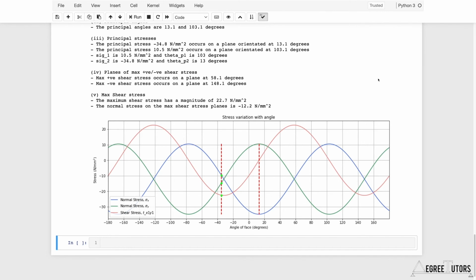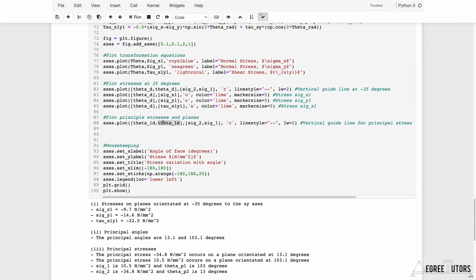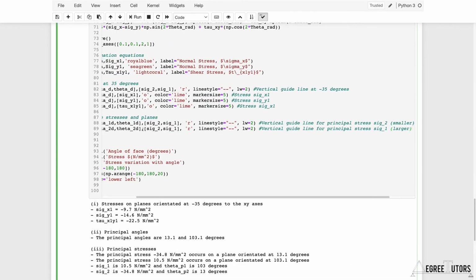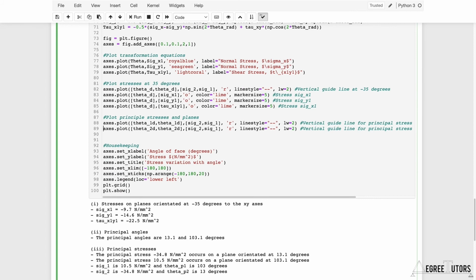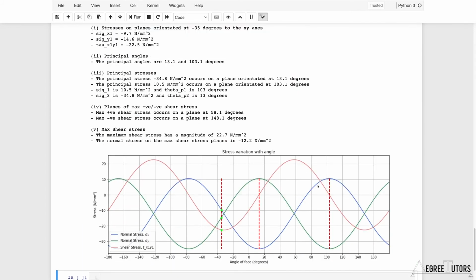Let's plot another vertical line. So this time we're plotting a vertical guideline for the principal stress sigma 1. Okay, so this happens to be the larger principal stress. That's another 90 degrees out to the right. And what did we say that was? 103 degrees. Okay, so that's that vertical line there.